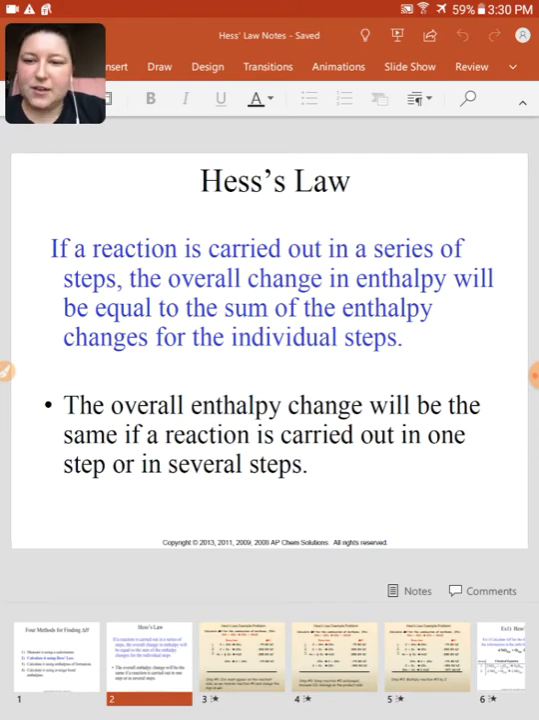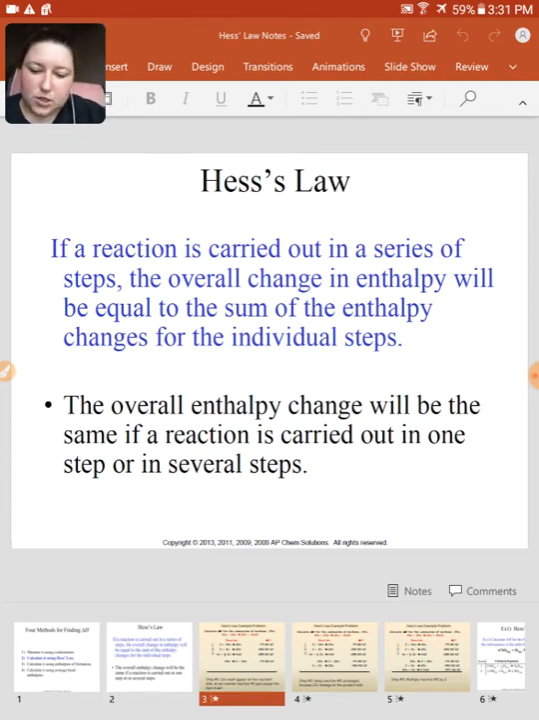So if a reaction is carried out in a series of steps, so if it's not just one single reaction, then the overall change in enthalpy will be equal to the sum of the enthalpy changes for the individual steps. So add them up. That's it. The overall change will be the same if a reaction is carried out in one step or in several steps. So if it is in one step or if the same reaction is in several steps, the overall change in enthalpy, energy, heat, whatever you want to call it, is going to be the same no matter what.